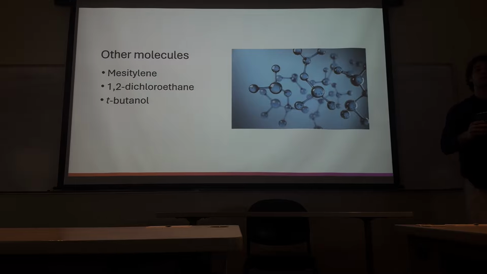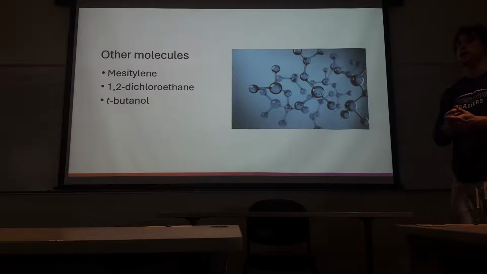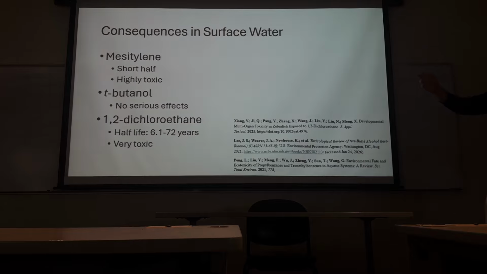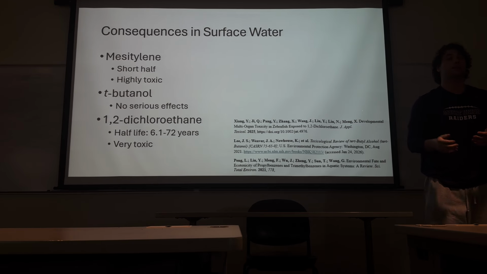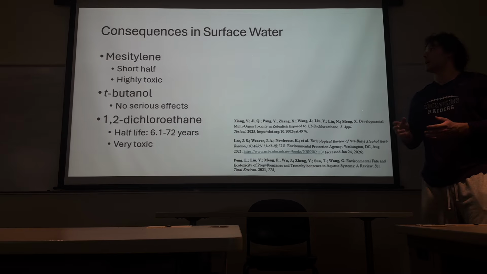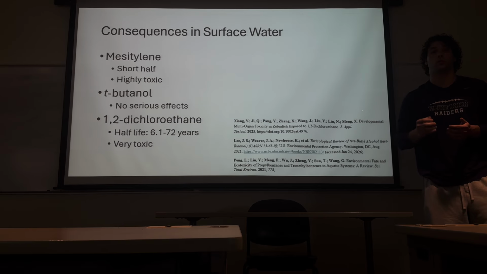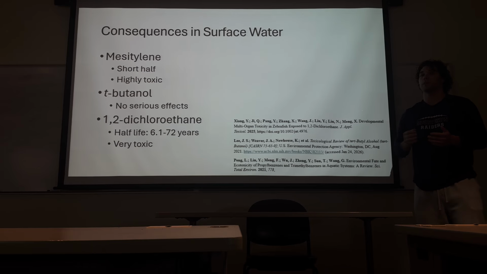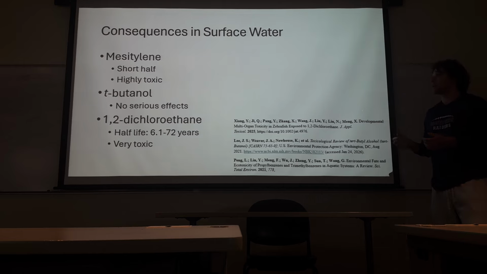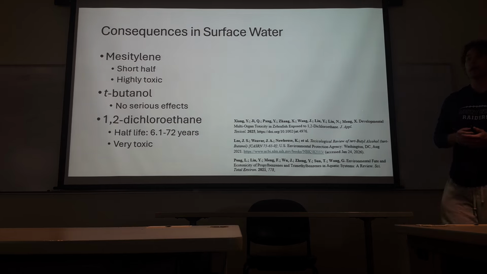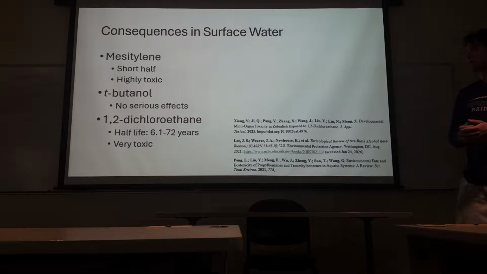So this was done for 2 other molecules, and they were identified to be 1,2-dichloroethane and t-butanol. So what are the consequences of having these chemicals in your water supply? Mesitylene has a relatively short half-life, but in the time that it spends in surface water, it is found to be highly toxic to aquatic life. T-butanol has been known to not cause very many serious consequences or side effects in surface water. 1,2-dichloroethane, however, has a half-life of 6.1 to 72 years, and it is extremely toxic and has been known to kill aquatic life.